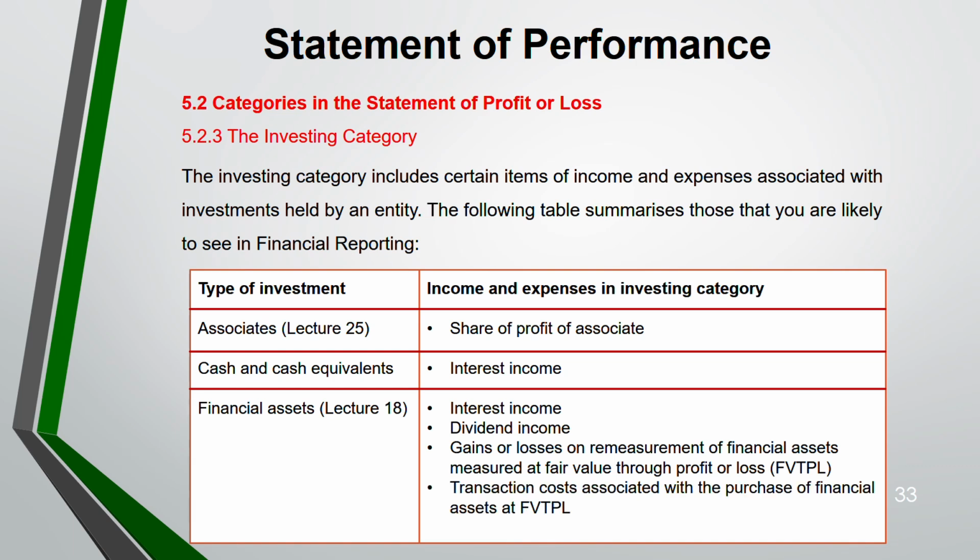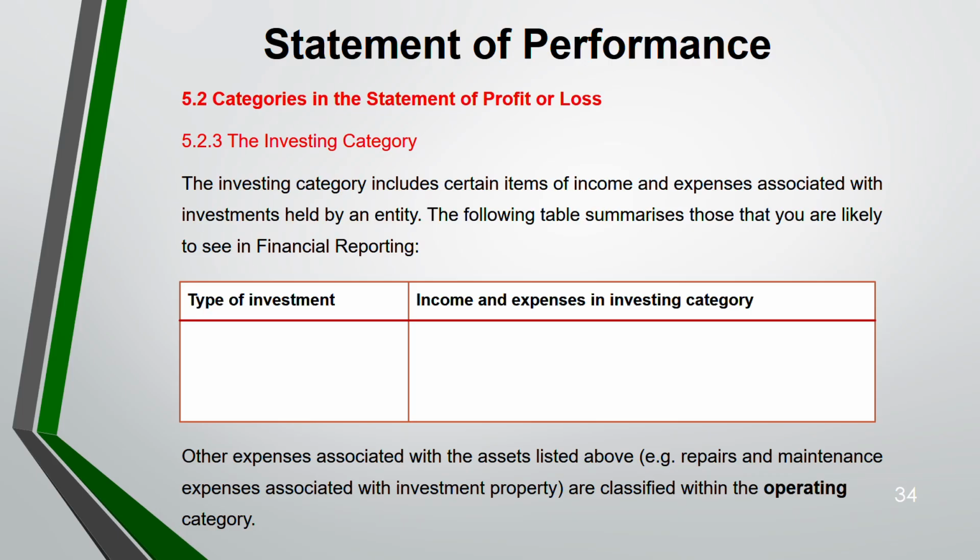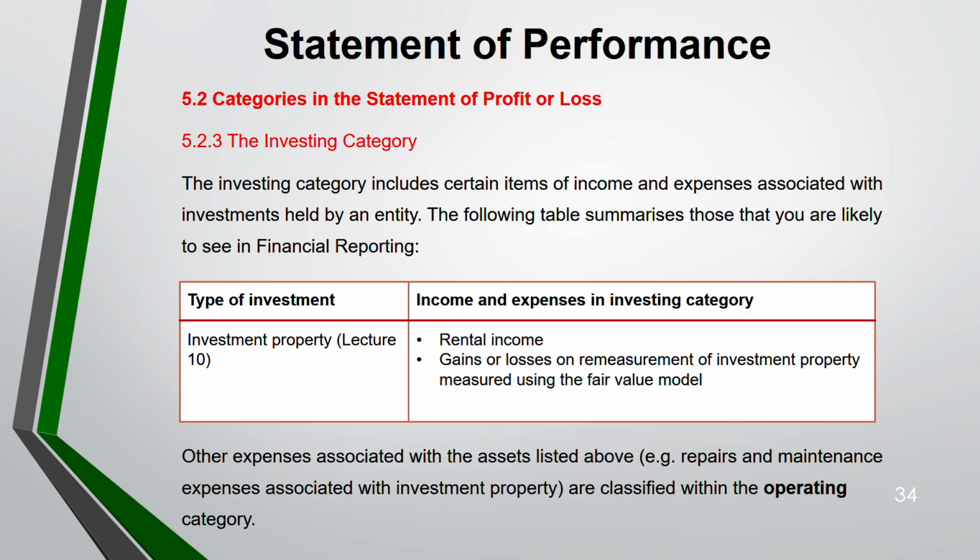And transaction cost associated with the purchase of your financial asset, again that expense is under the investing category. And finally, any gain or losses on the disposal of financial asset are under your investment category. The next is investment property, which we are going to cover under lecture 10. It's in your IAS 40. So from investment property we have rent, that is rental income, and any gain or loss on remeasurement of your investment property using fair value, and gain and loss on the disposal of investment property.